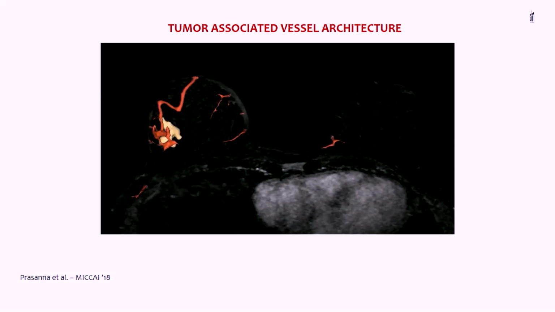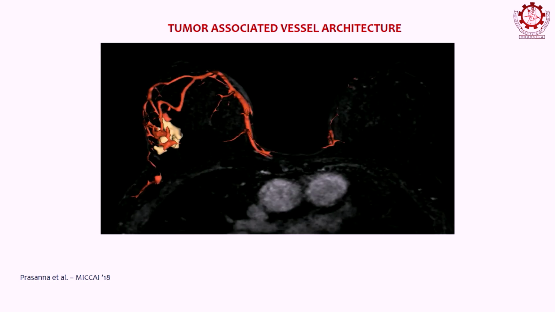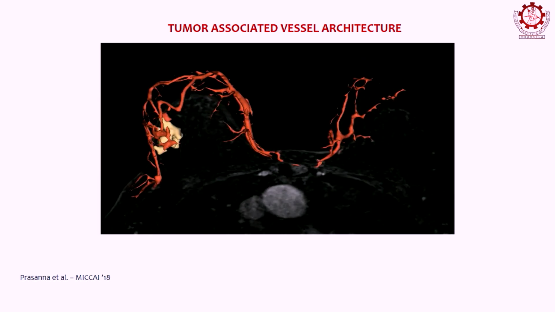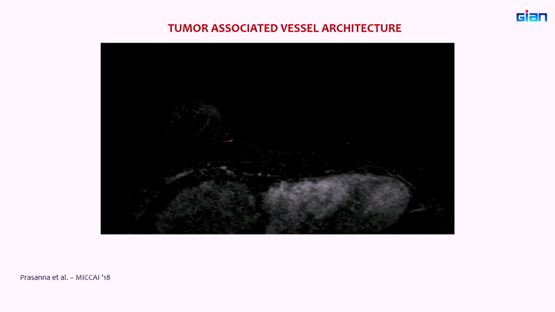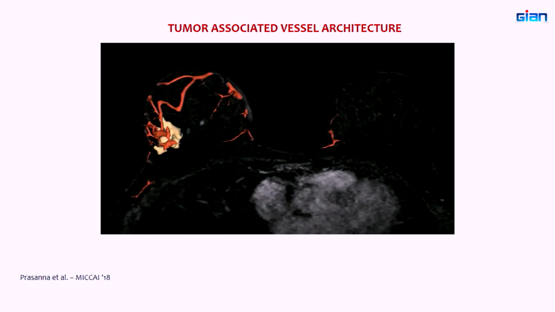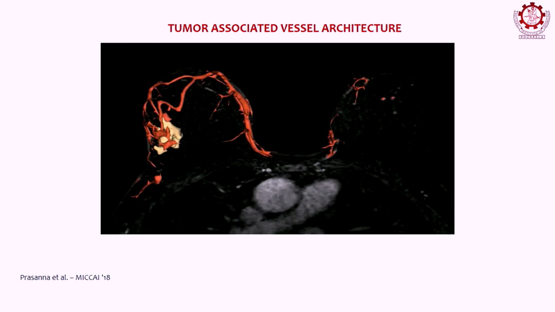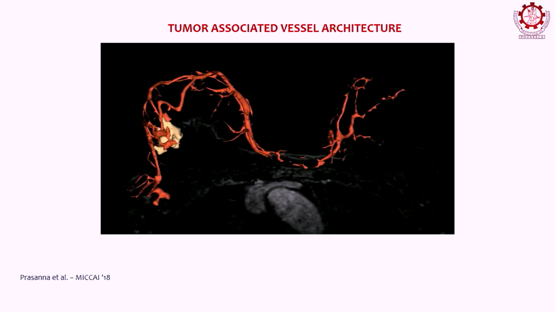Okay. So, I will talk a little bit about tumor associated vessel architecture. So, what is angiogenesis? Anyone? Formation of new blood vessels, right. So, angiogenesis or formation of these blood vessels, it's one of the important hallmarks of cancer. And why is that? Because when these, yes.